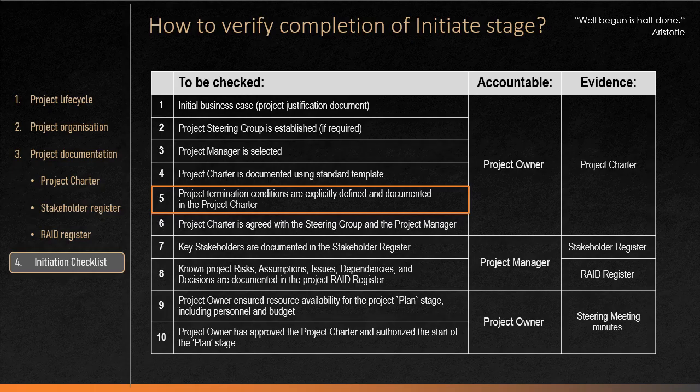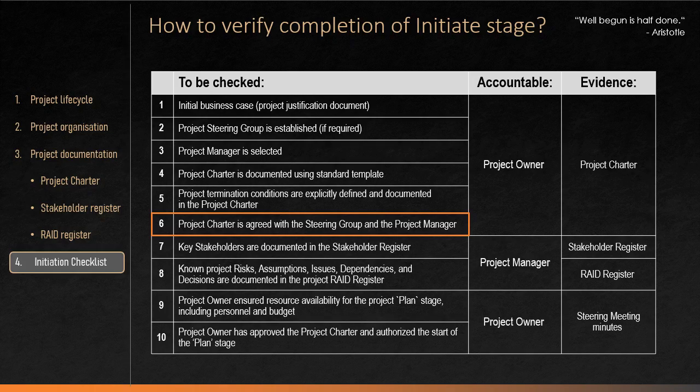Then in the project charter, the project owner has to clearly specify project termination conditions. The reason for that is that if those conditions are not predefined at the start of the project, later on it will be very difficult to timely terminate a project due to sunk cost and similar things. And finally, the project charter needs to be agreed with the steering group and the project manager before being approved.